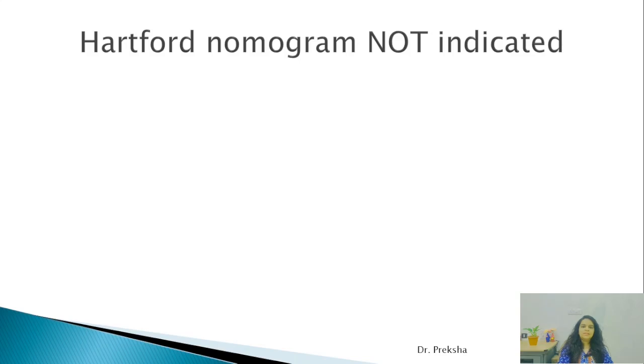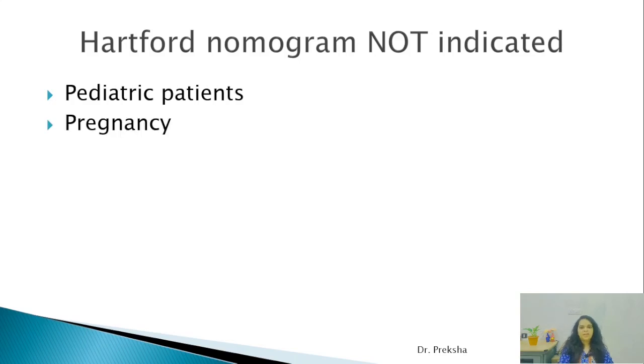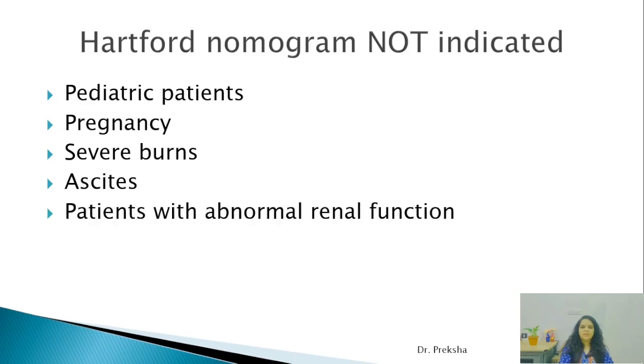Now let us discuss when the Hartford nomogram is not indicated. In pediatric patients, you cannot use this. Pregnancy, severe burns, ascites, and patients with abnormal renal function: in all these conditions, the Hartford nomogram is not indicated.